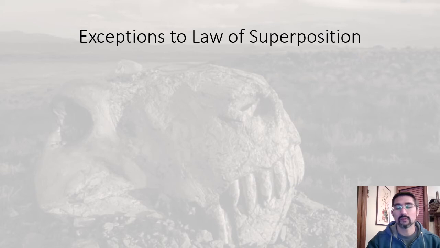Now, we talked about the law of superposition, and the law of superposition, of course, has some exceptions. This is because the Earth's crust is constantly moving. So typically, layers of sediment are deposited on top of each other, one after another. But also, we have tectonic plates that are moving around, right?